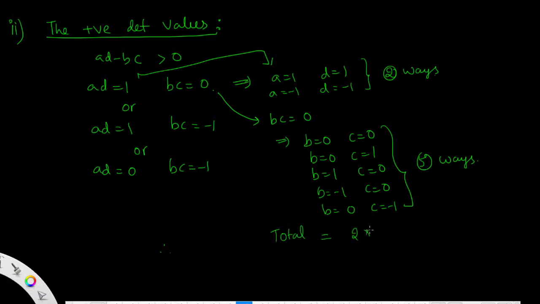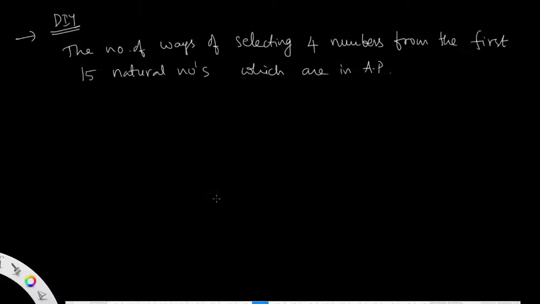2 into 5. That is how many cases? 10 ways we will get. For the value AD equal to 1, BC equal to 0. Next case, cases should be written down. That is the question. AD equal to, second case, case 2.